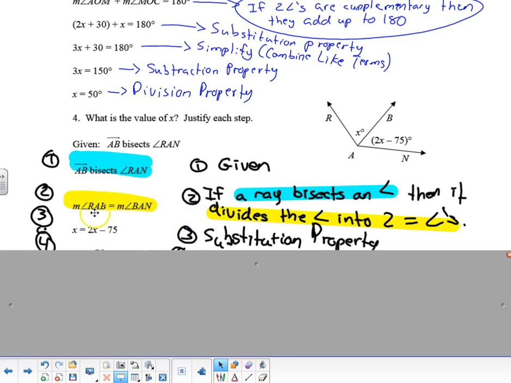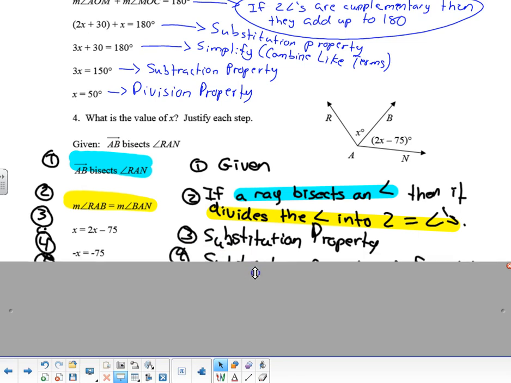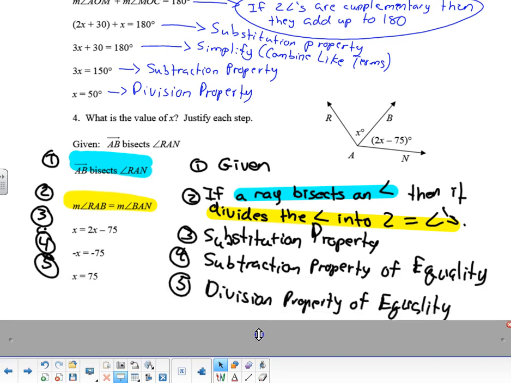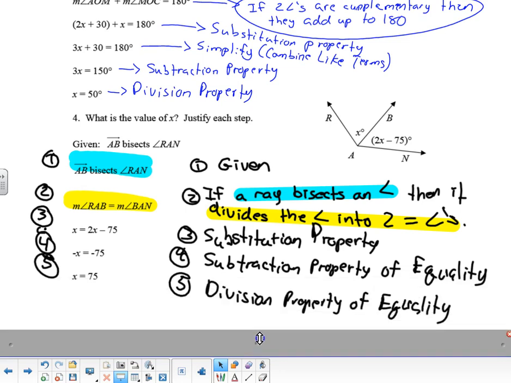Now what are we going to do? We're going to substitute. x equals 2x minus 75. That's the substitution property. Then in this case, they subtracted 2x, so the subtraction property of equality, and then we divide by -1, the division property of equality. Okay, so we're going to get through here.